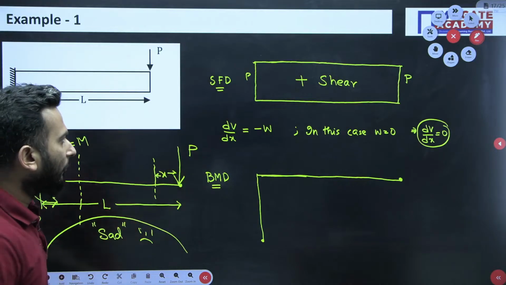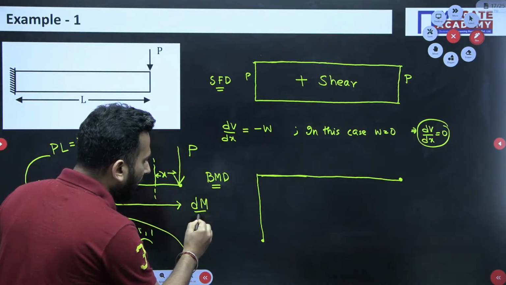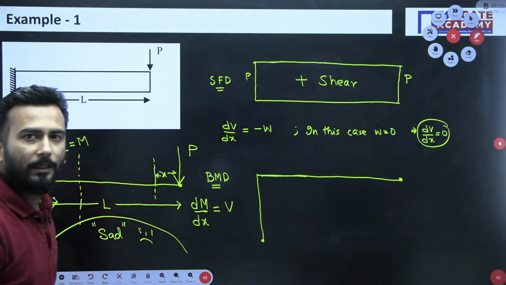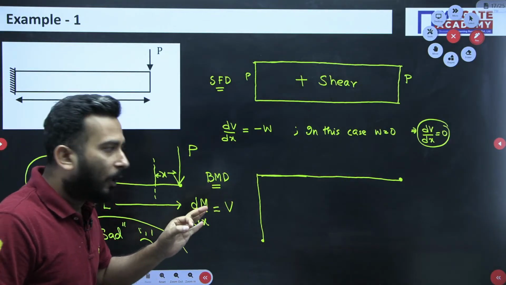So the endpoints I have located, and now the relationship is that the slope of the bending moment, dM by dx, is equal to the value of the positive shear. And just see, my dear friends, the slope will guide you how to move ahead.